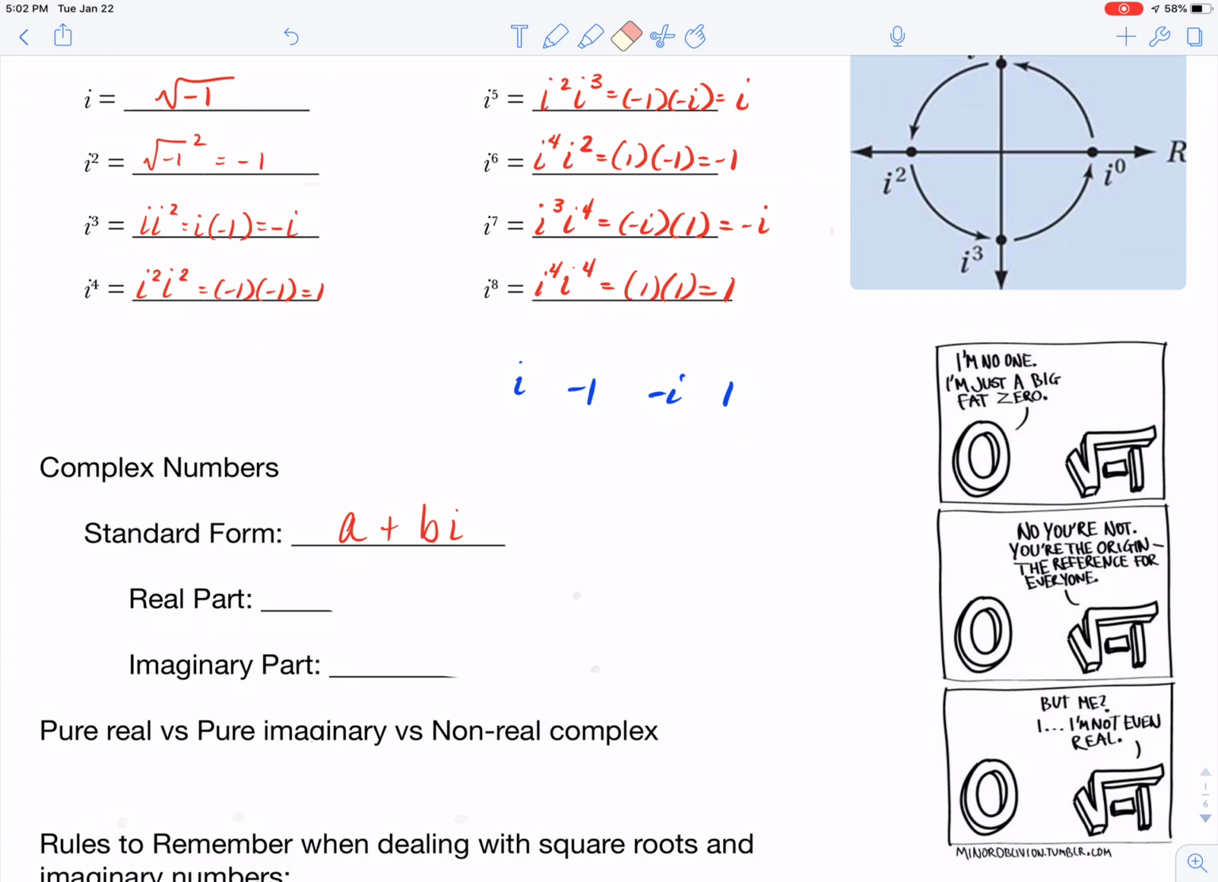Complex just simply means that I'm combining two different types of numbers. So I'm taking my normal real numbers that I've dealt with our whole lives, and I'm going to combine that with this new imaginary number. So the real part is just the a part, and the imaginary part is just the b part.